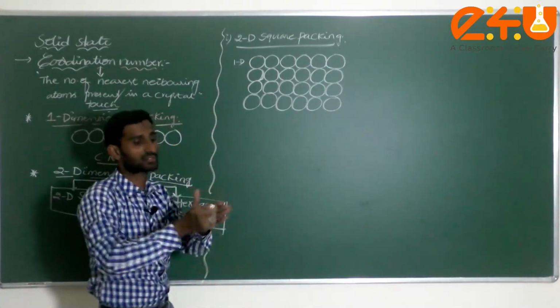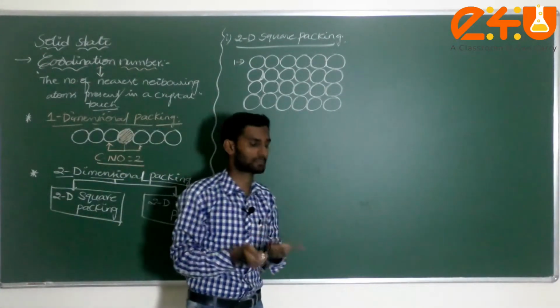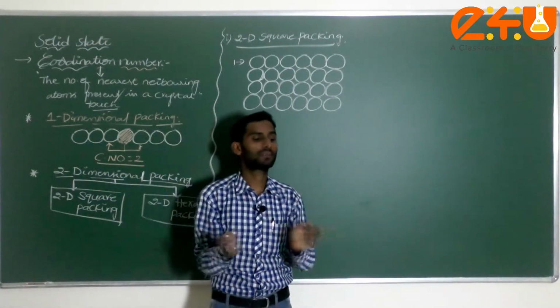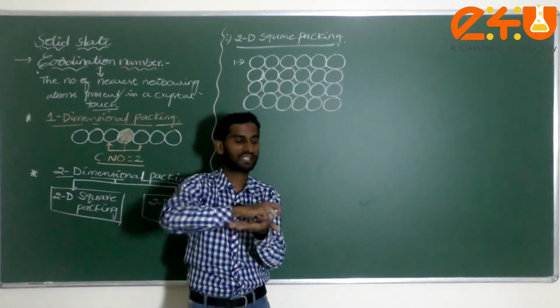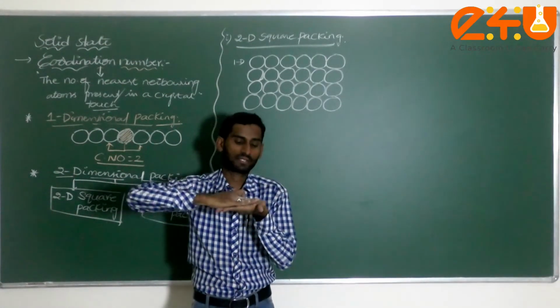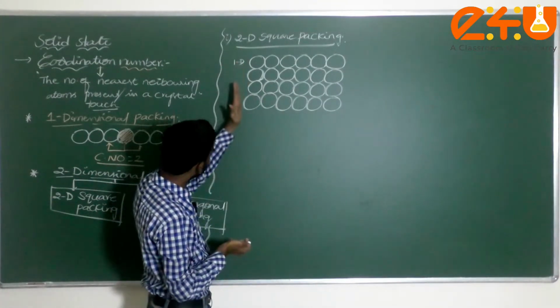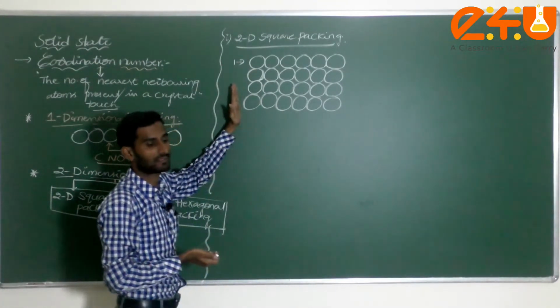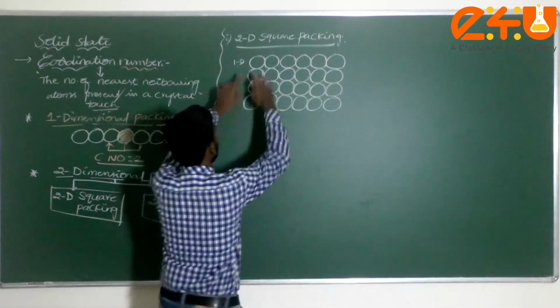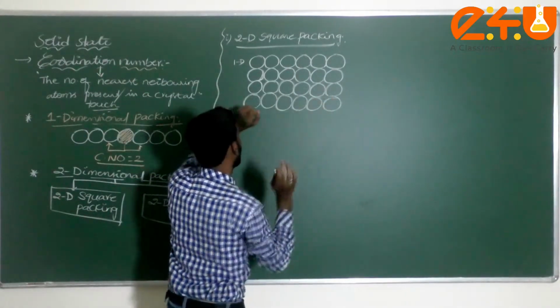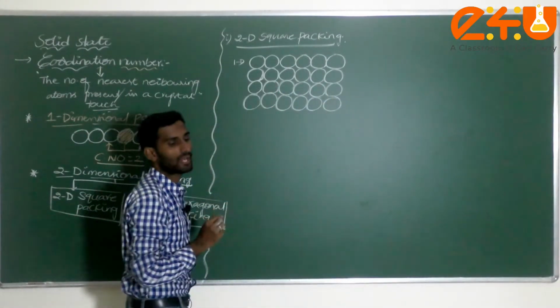Okay, if you observe in the sweet shops, they arrange all the different types of laddus in different manners. One layer is there, then a second layer, third layer, fourth layer, like that we are arranging. Here we can easily observe this is two-dimensional. All the atoms I arranged in a two-dimensional manner.